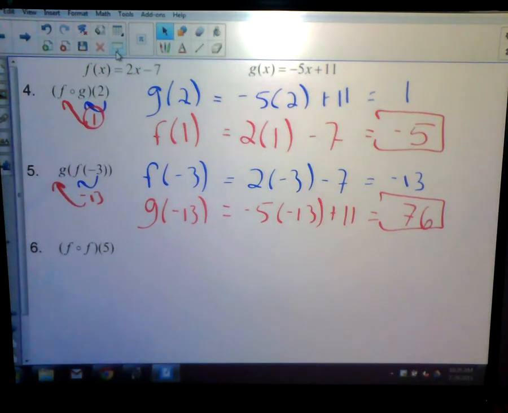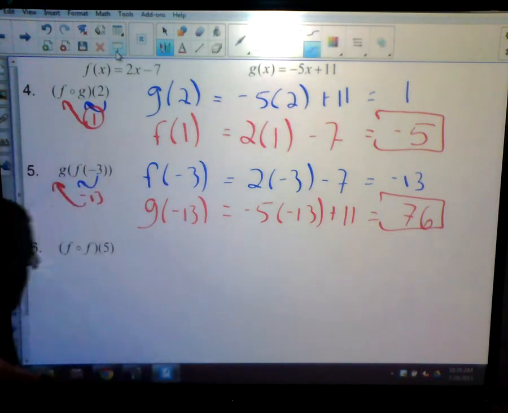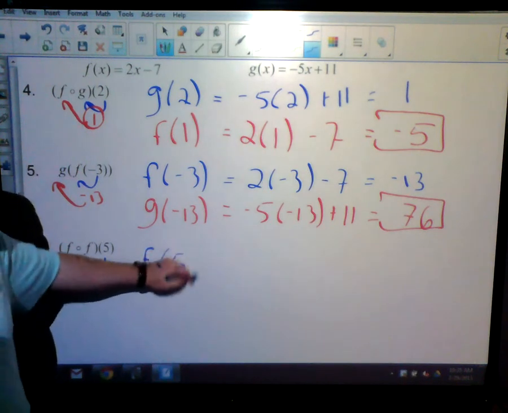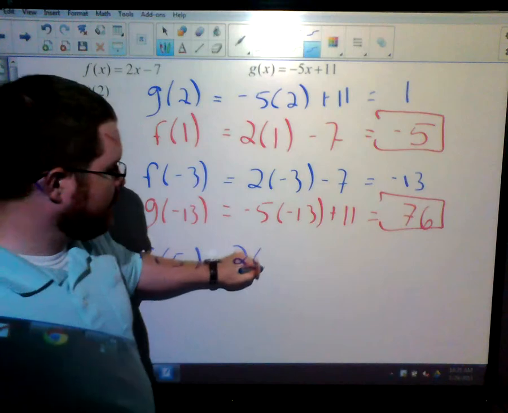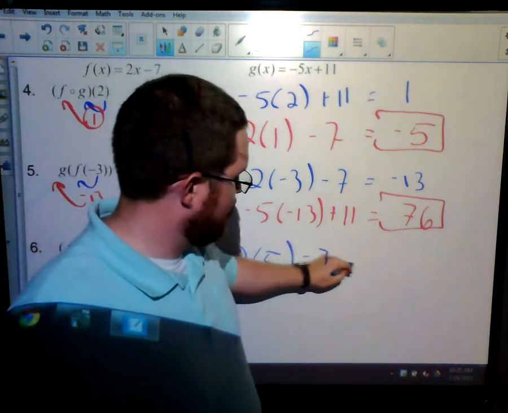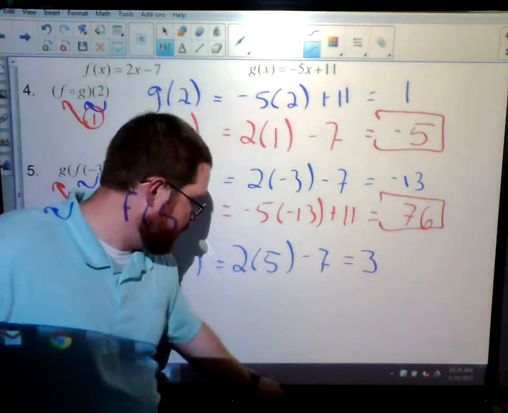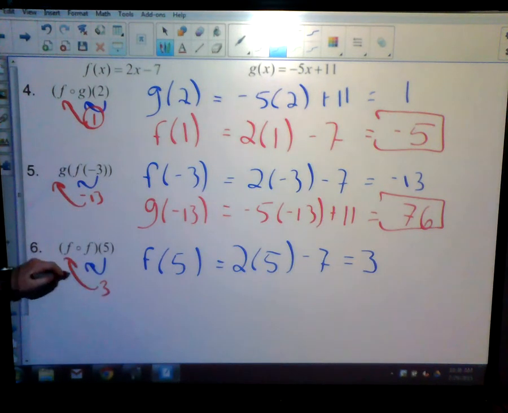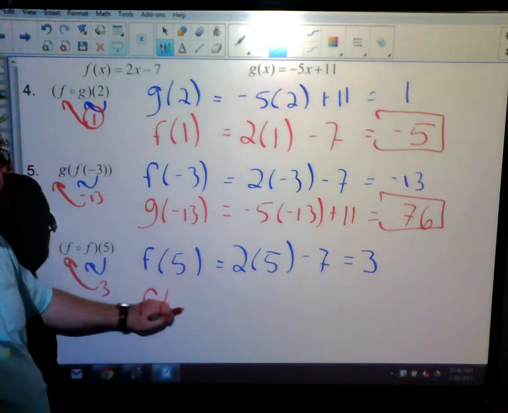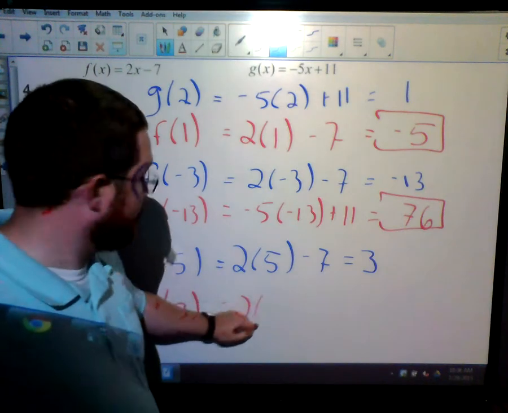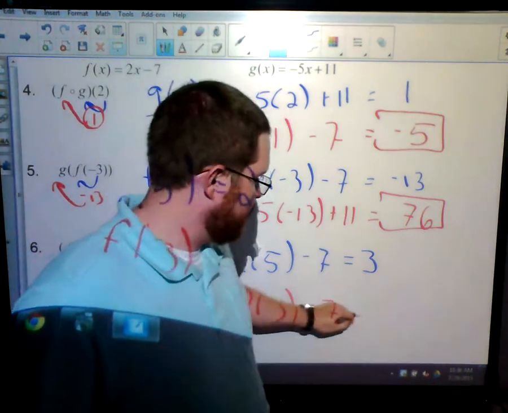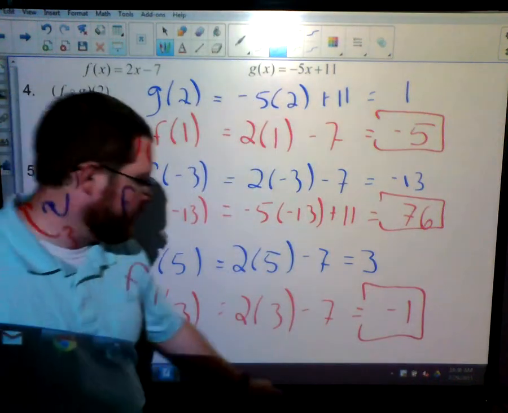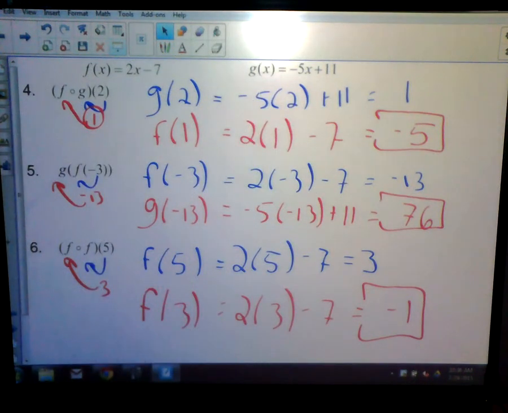How about f of f of 5? Well, I'm going to put 5 into f. F of 5 is 2 times 5 minus 7, which is 3. So the answer to the first part is 3. Now I'm going to take the 3 and plug it back into f. 2 times 3 minus 7 is negative 1. So f of f of 5 is negative 1. So that's composition.